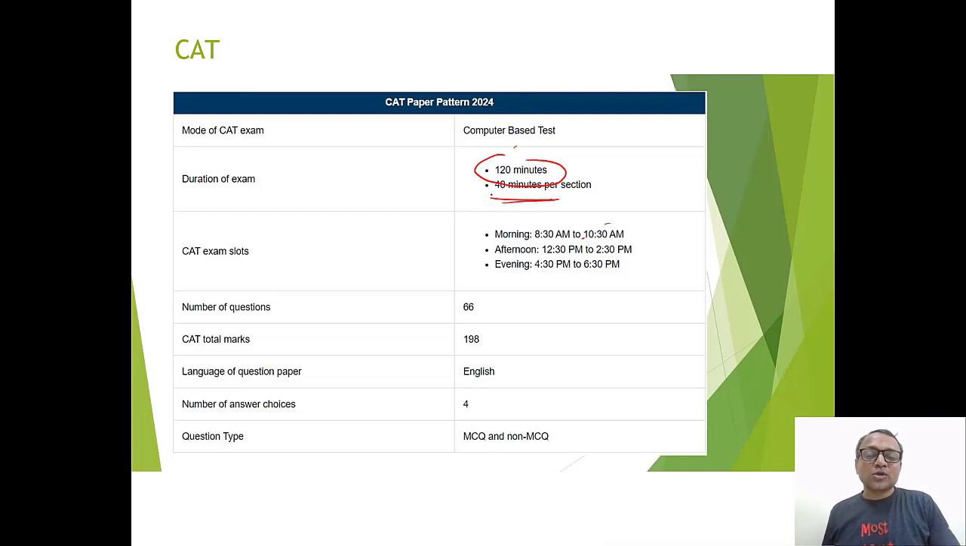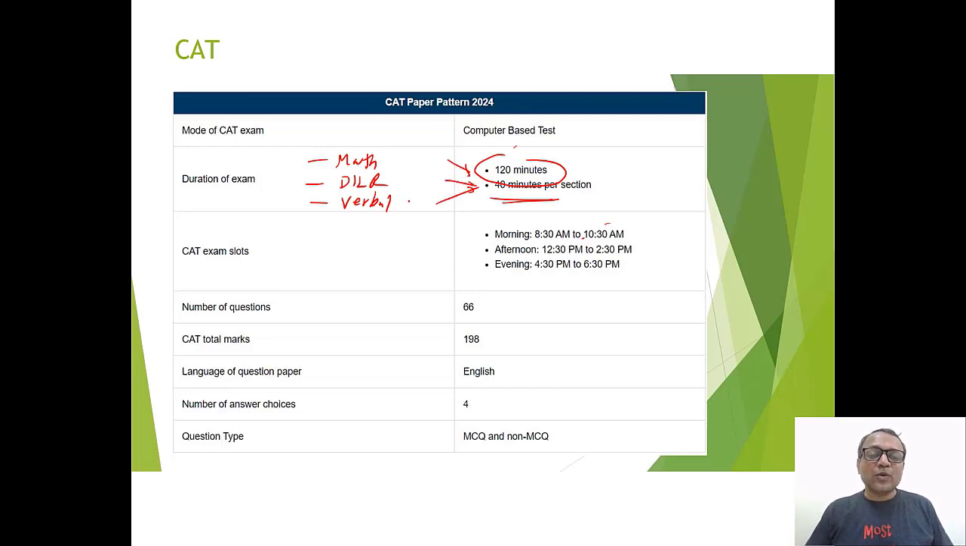They're normally conducted under 3 slots: morning, afternoon, and evening. The 3 sections are mathematics, which is common to everything, DILR, and verbal. Each section is 40 minutes. The number of questions varies to some extent.